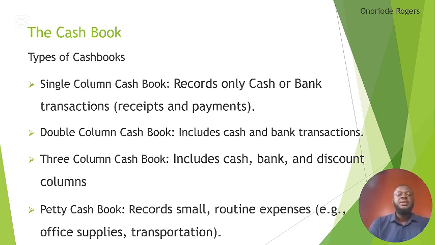Like I said, we have types of cash book: the single column cash book, the double column cash book, the three column cash book, and the petty cash book. Of these, we are going to consider the single column, double column, and three column cash books. We move the petty cash book to its own topic, which we're going to lecture on in a separate video.